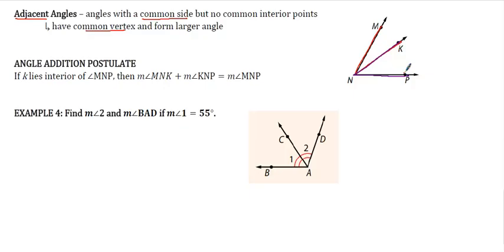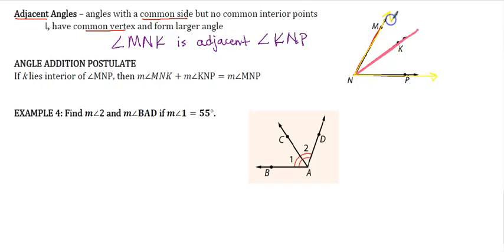Okay, so I'm gonna go ahead and write that down. I'm gonna say, well, angle MNK is adjacent to angle KNP. Because here's the deal. They have a common side. Right here, this is in common. And they form a larger angle. If we put them together, we would have angle MNP. Okay, we'd make a bigger angle. That's what adjacent angles are.